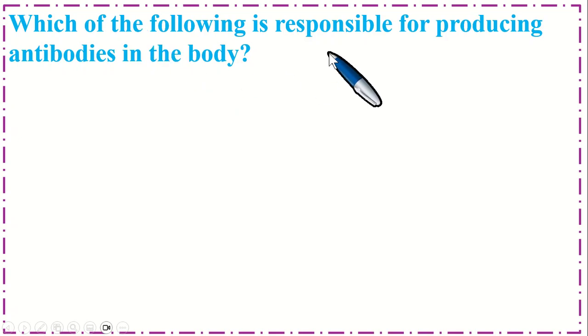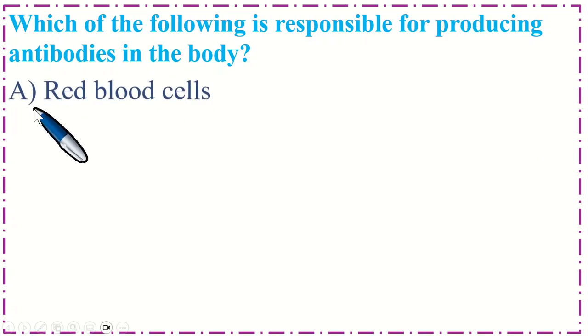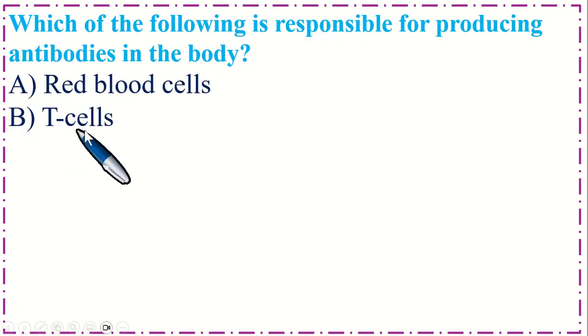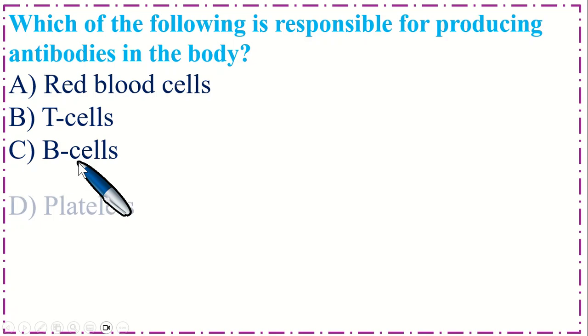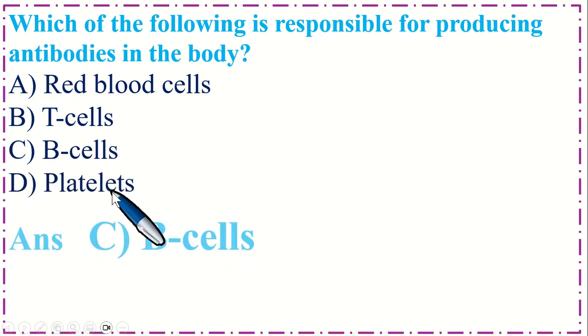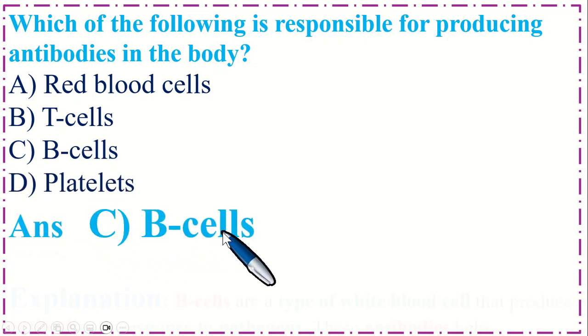Which of the following is responsible for producing antibodies in the body? Option A, red blood cells, B, T cells, C, B cells, and option D, platelets. So the correct option is C, B cells.